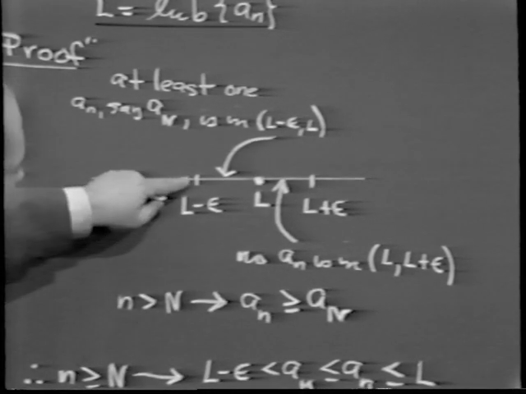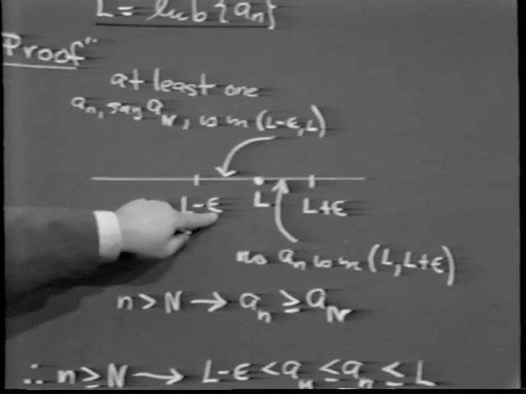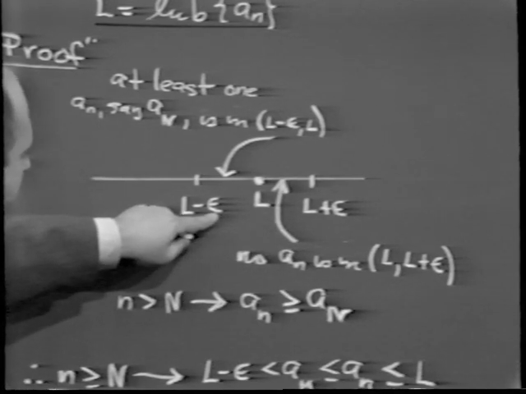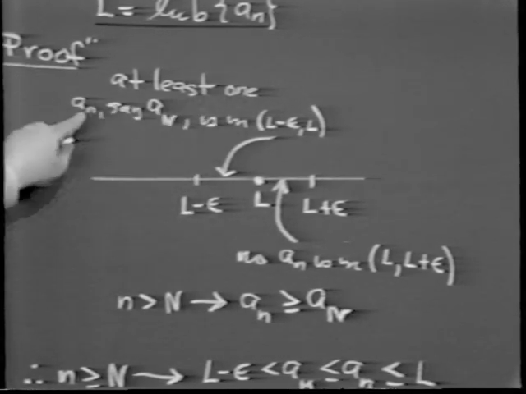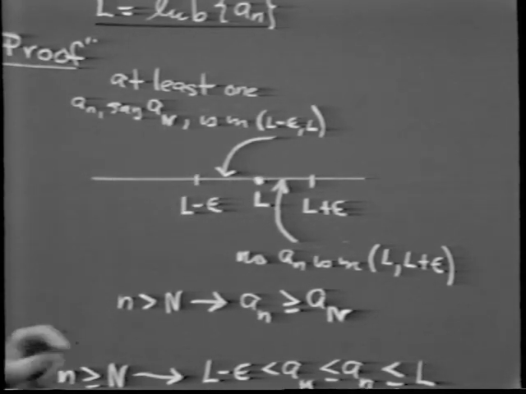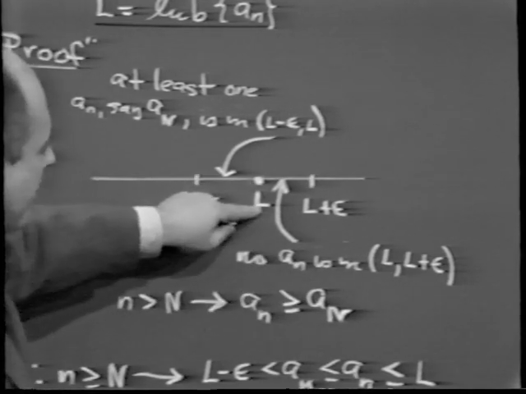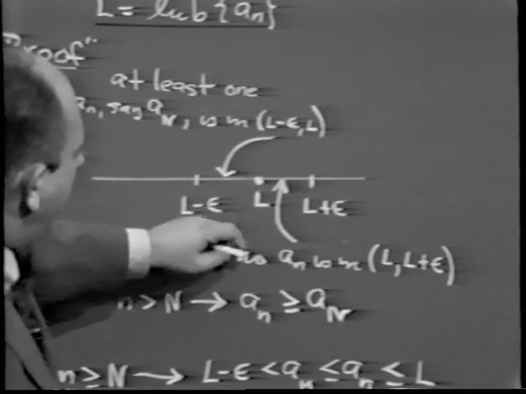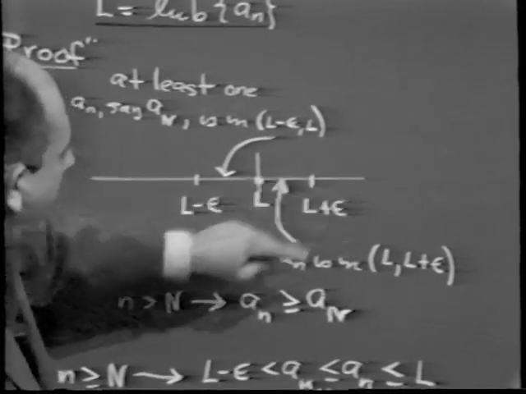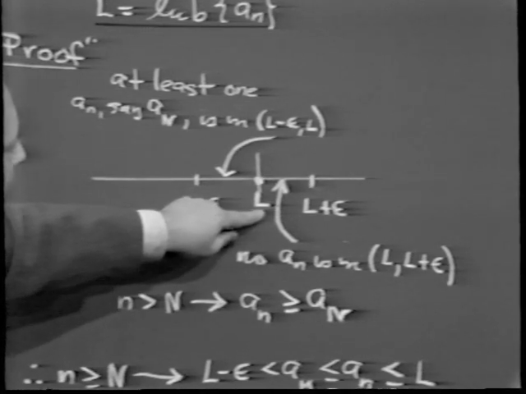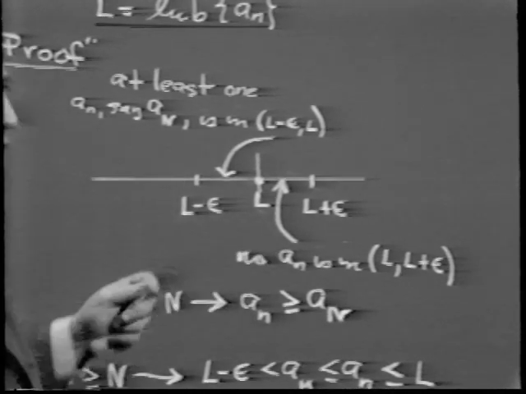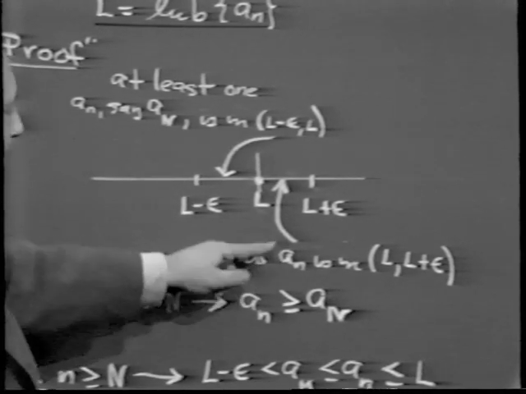Now, if no term could get beyond L minus epsilon, then certainly L minus epsilon would be an upper bound. The fact that L minus epsilon isn't an upper bound, therefore, means that at least one a sub n, say a sub capital N, is in this interval here. Notice also that because L is an upper bound, no a sub n can get beyond here. In other words, no a sub n lies between L and L plus epsilon, because if that were to happen, L couldn't be an upper bound. Okay, so far so good. That follows just from the definition of a least upper bound.